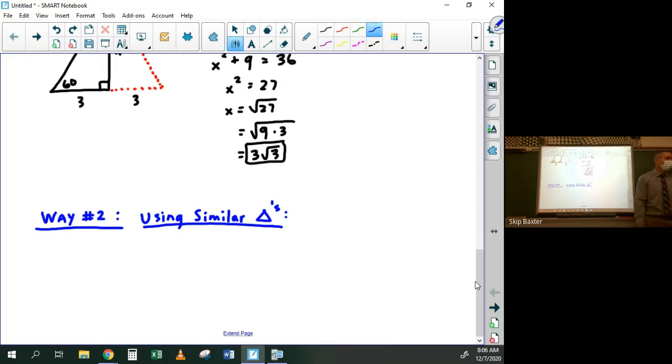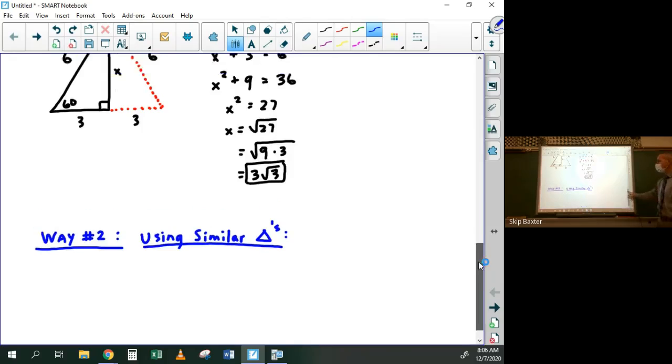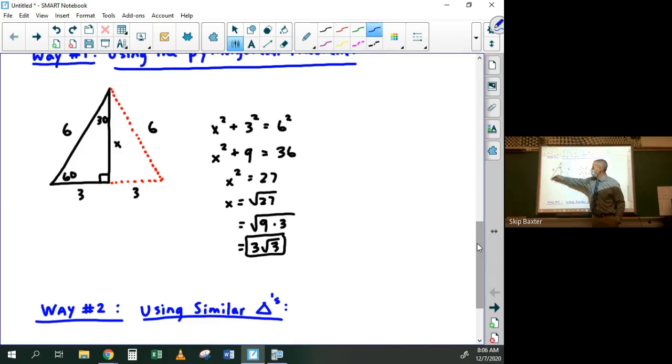On the one part, I'm not really sure where the 3 came from. It's half of an equilateral triangle. Oh, so if this equilateral triangle is 6, 6, and 6, half of it will be 3 and 3, right?